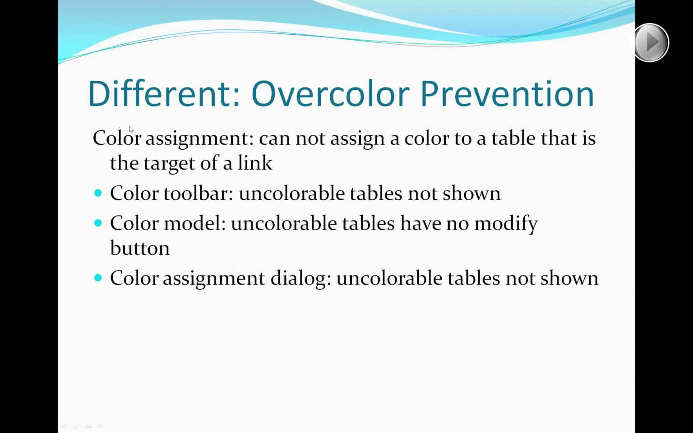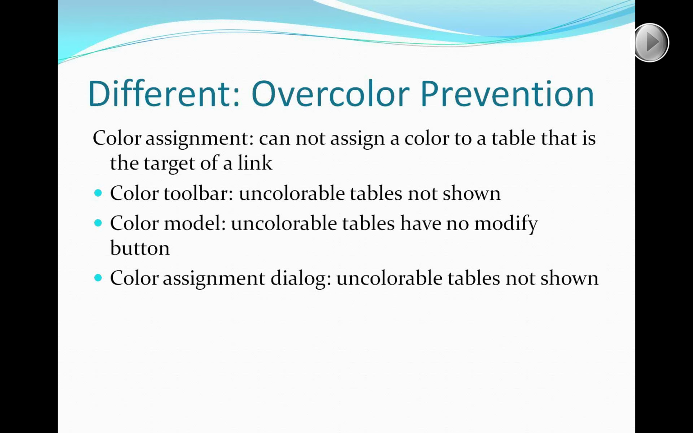The first one, when we're talking about assigning a color, will prevent you from assigning a color to a table that is the target of a color link. And you'll see this in three places. In the color toolbar, you just won't be able to see or select any tables that can't be colored because they're already colored. In the color model, the uncolorable tables won't even have a modify button. And in the color assignment dialog, again, uncolorable tables will not be shown.